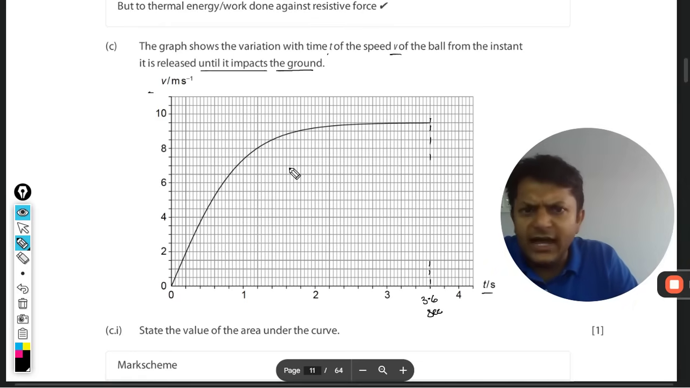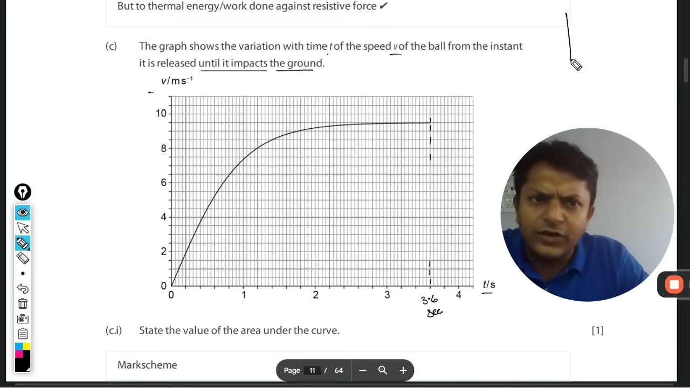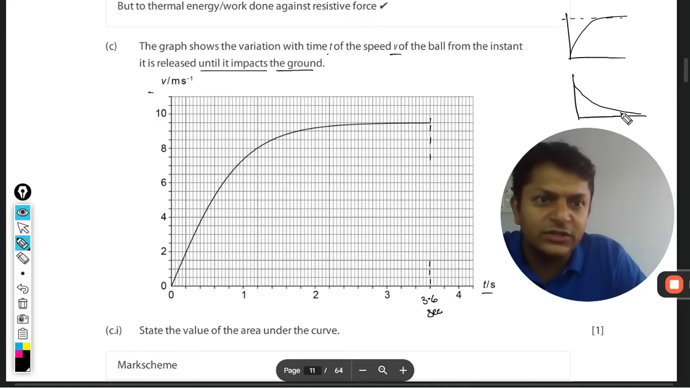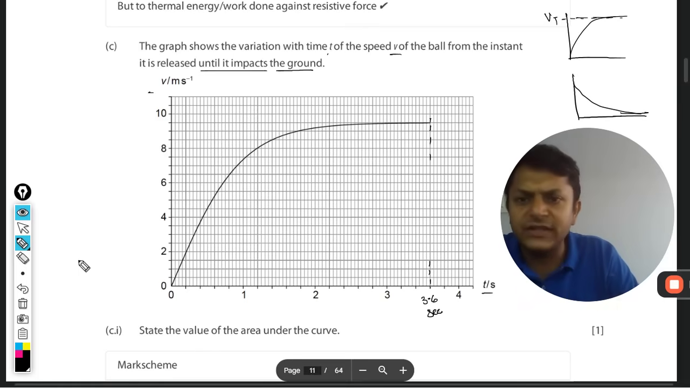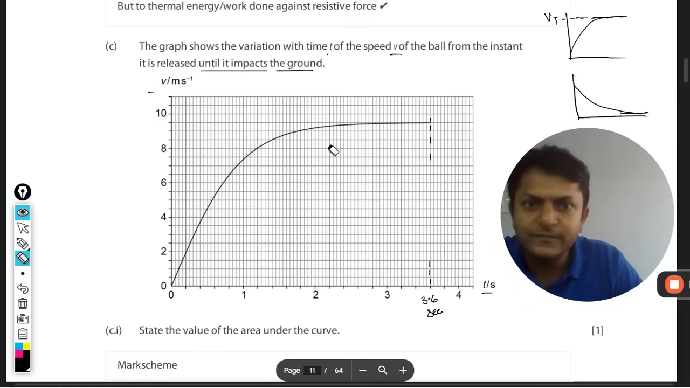This is how it happens, and we have also done these kind of graphs in our classes. In the terminal velocity graph, the velocity is somewhat like this, and the acceleration is somewhat like this, because after some time the acceleration has to become 0, and the velocity becomes equal to the terminal velocity. So the same graph is now available here.